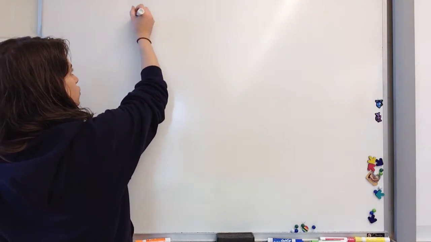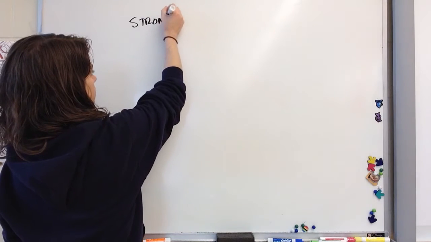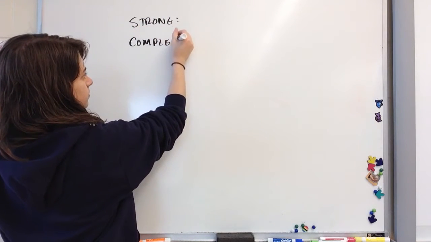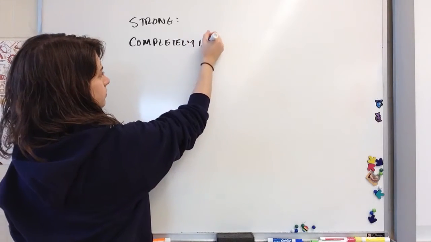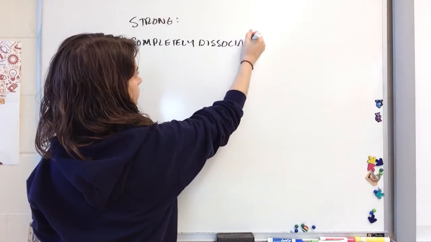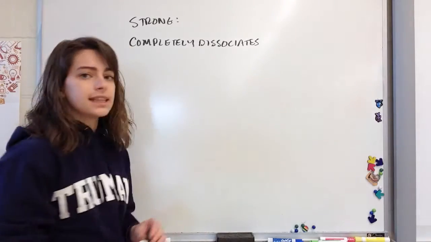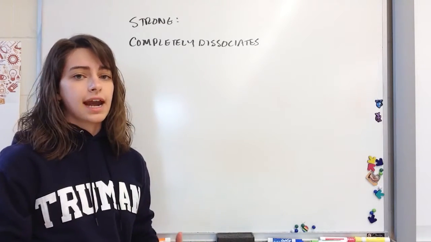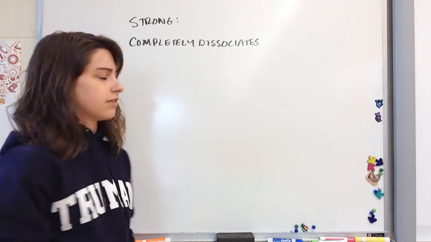So if something is strong, it completely dissociates. This means that it's going to completely break apart into its two ions. So you're not going to have any of the original compound left.